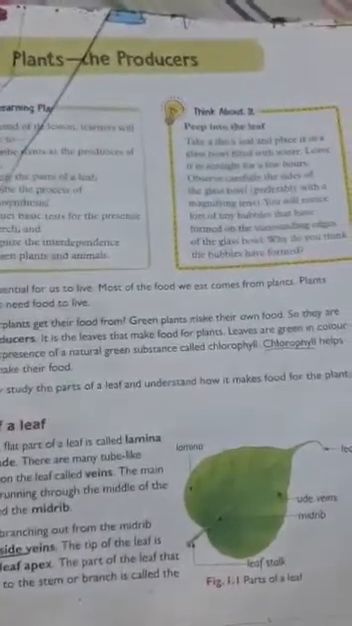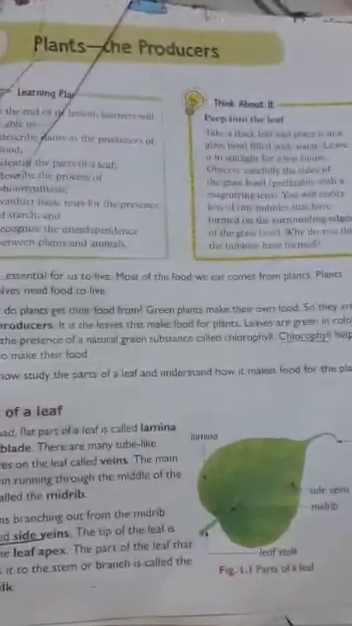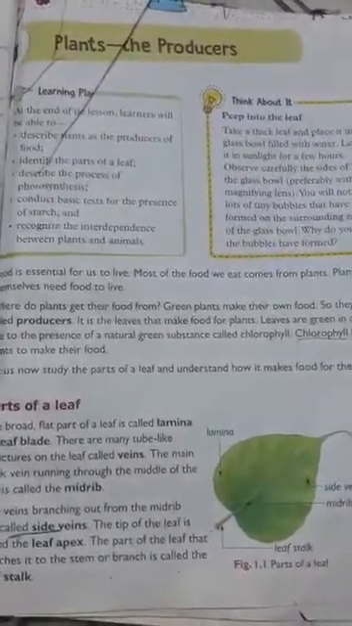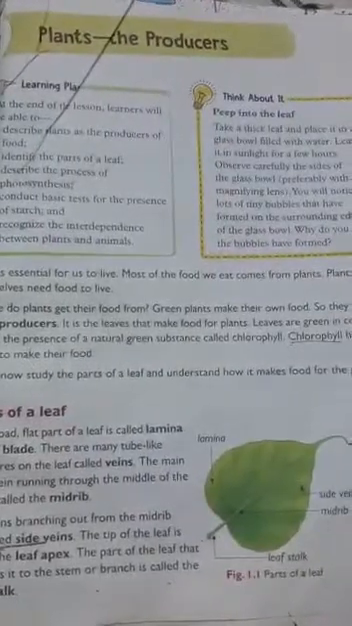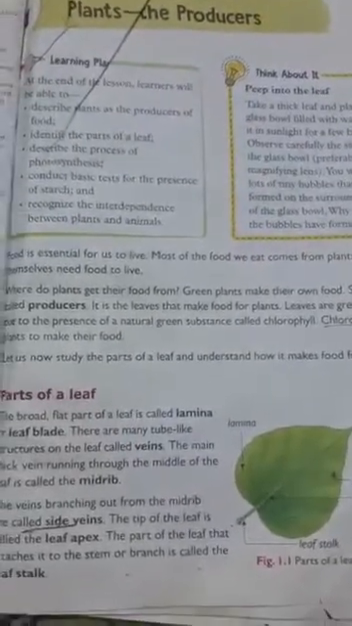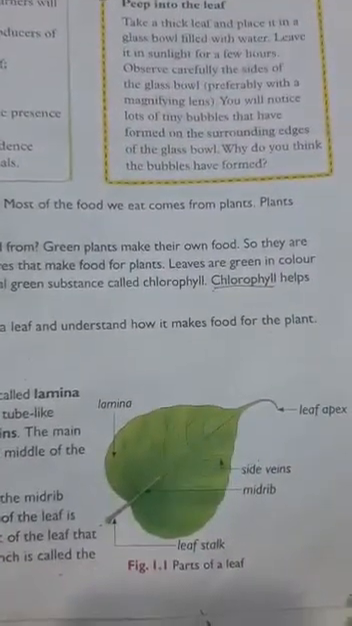As we all know, food is essential for us to live. Even plants need food to live. Green plants make their own food, so they are called producers. Then we have seen the parts of a leaf. Yes, these parts of a leaf we have seen. Hope everyone is perfect in this.